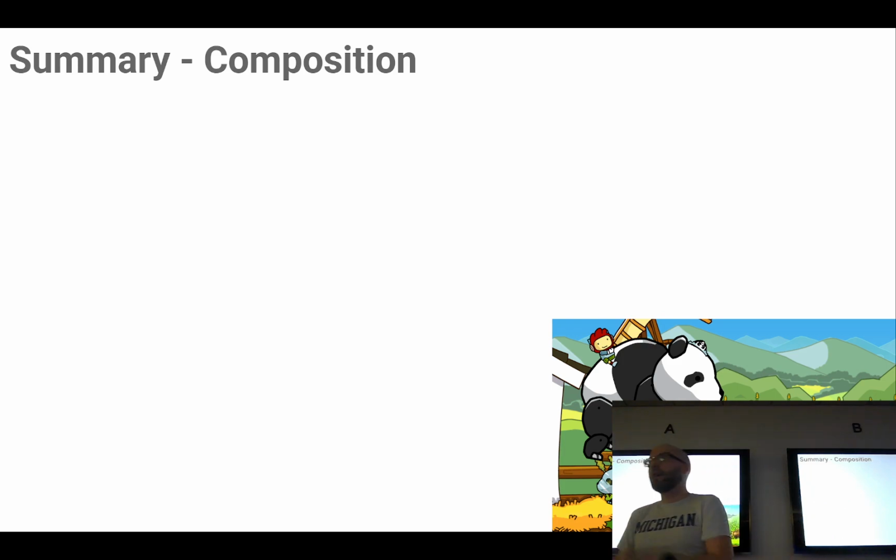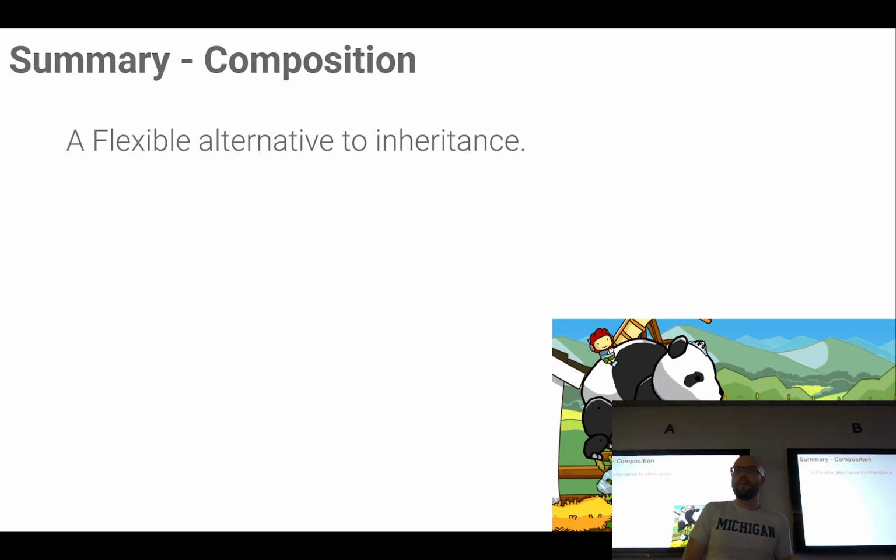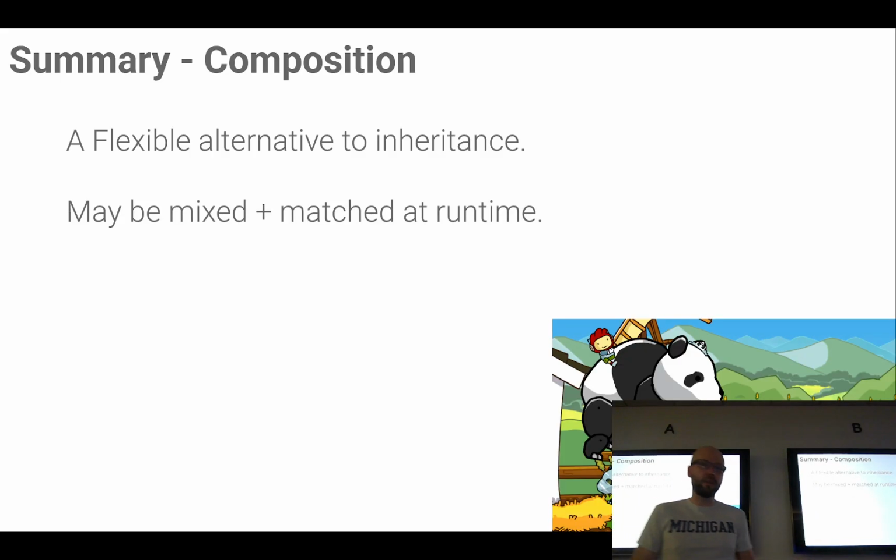In summary, all right, composition, components, what you're doing in Unity, is a very flexible alternative to inheritance. It allows you to mix and match logic at runtime, and the more great components you have, the easier it is for you to create things without writing any code.